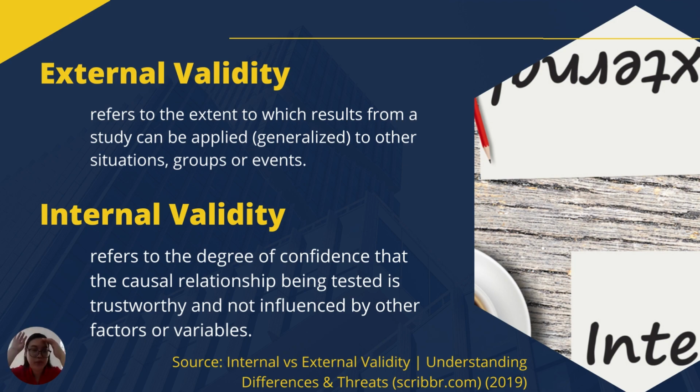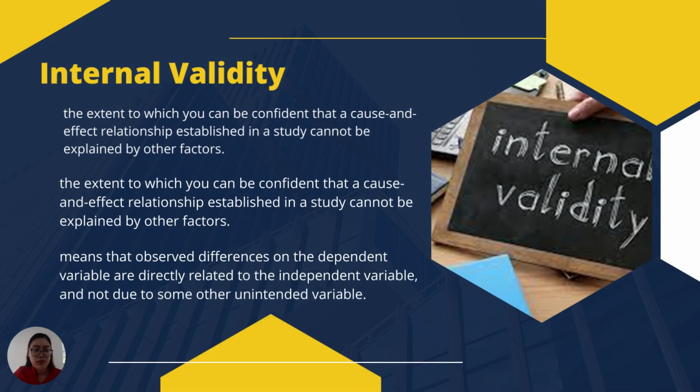While internal validity refers to the degree of confidence that the causal relationship being tested is trustworthy and not influenced by any other factors or variables. So we will discuss internal validity as our topic suggests. So as a researcher, you can only find out the accuracy of your research if there are no other factors to dispute your finding. So the confidence in the outcome is what is referred to as internal validity. It is a way to measure if research is sound and done correctly.